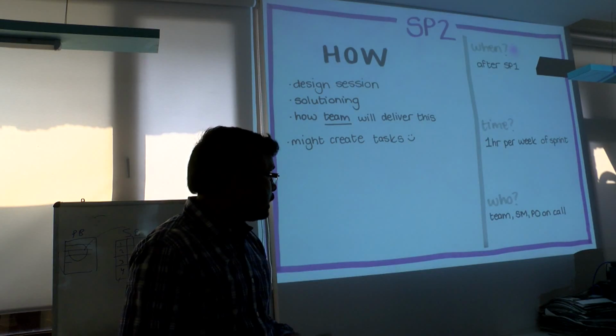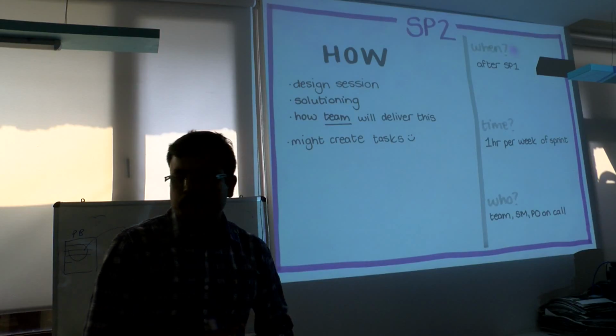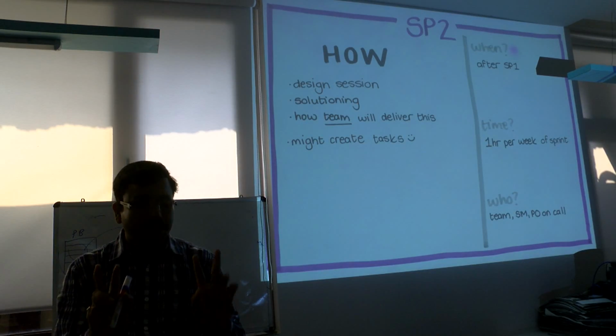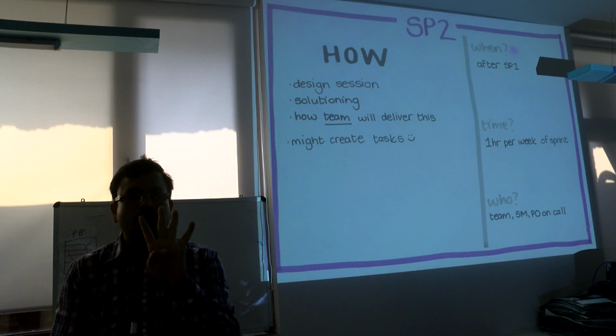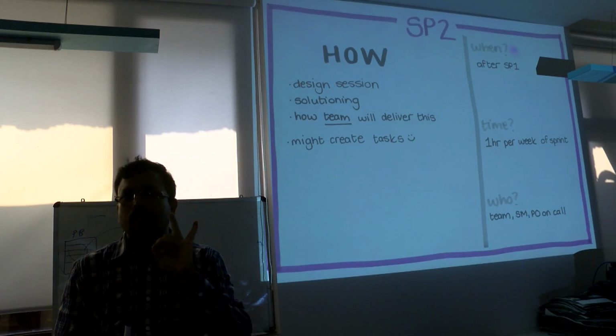After SP1, 1 hour per week of a sprint means 2 hours. Actually, sprint planning is 4 hours for the bi-weekly sprint. Means if it is a 2 week sprint, there are 4 hours of sprint planning: 2 hours of sprint planning 1, another 2 hours of sprint planning 2.